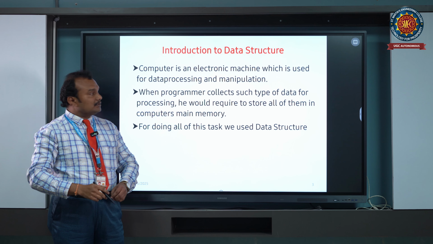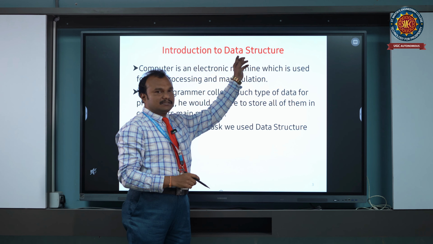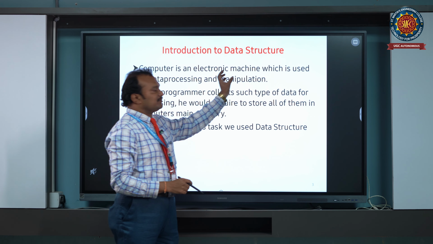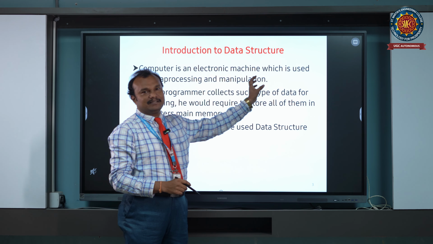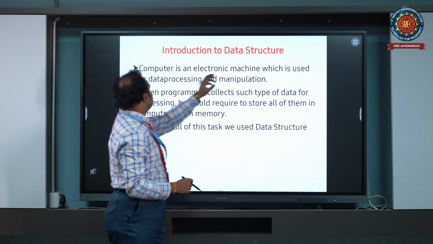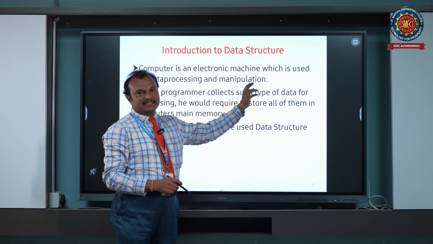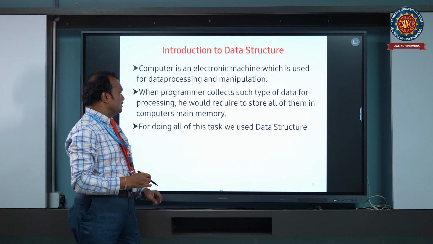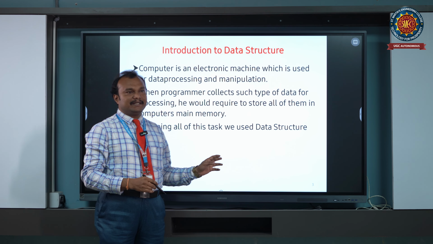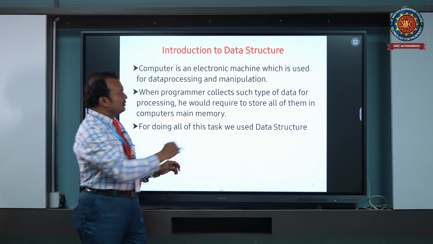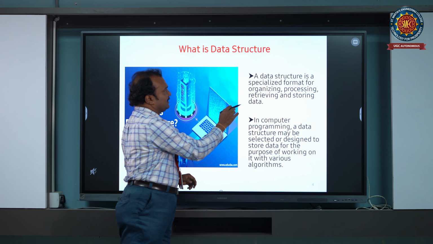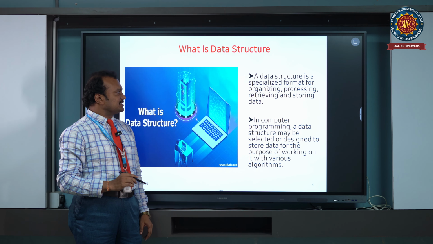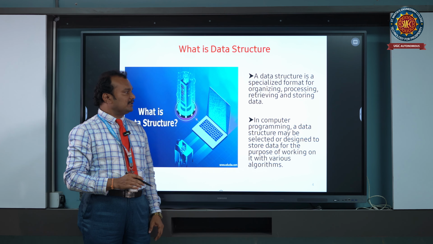So nowadays we know that data means information, structure means a unit. So a collection of information handled as a single unit is called data structure. A computer is an electronic machine which is used for data processing and manipulation. To do all these tasks we need data structure. Now what is data structure? A data structure is a specialized format for organizing, processing, retrieving and storing data.